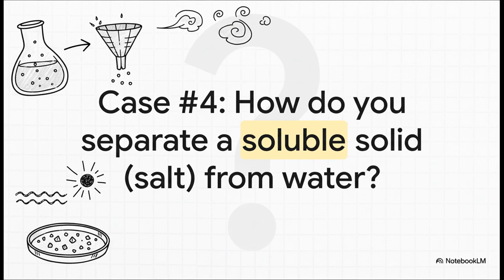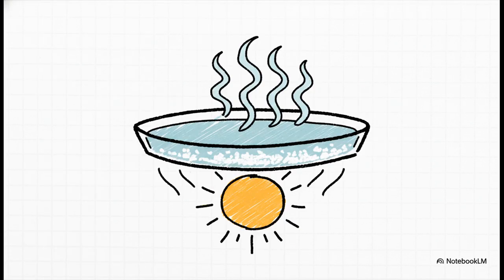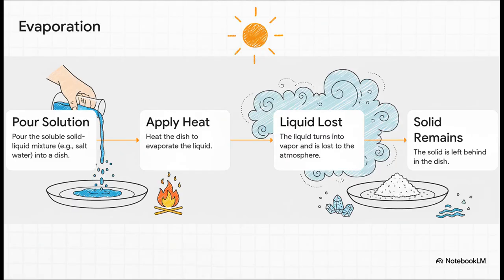Now for a totally different kind of challenge. Here, the solid, the salt, is dissolved in the liquid. We can't even see it, and the particles are so tiny they would just pass right through a filter. So what's the plan now? For this tricky case, we're going to use the power of heat. See, water and salt act very differently when they get hot, and we can use that difference to our advantage with a process called evaporation. That process of a liquid turning into a gas is called evaporation. So, yeah, we lost the water, but hey, we recovered the salt. And this is exactly how sea salt is harvested from the ocean.